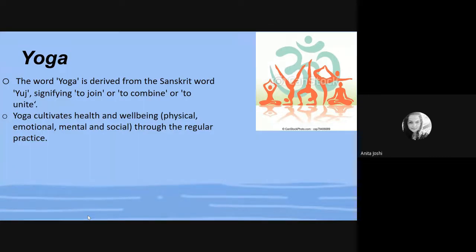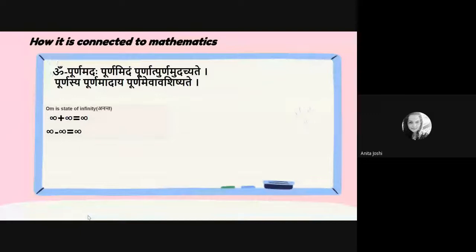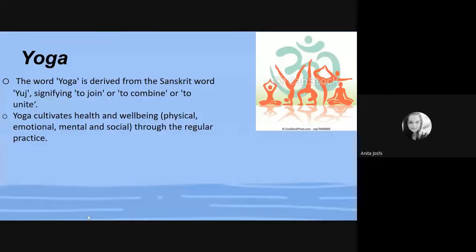Another thing is that yoga cultivates health and well-being of all people. When we talk about education, it is a very good practice for our students as well as for the teacher, as it helps our physical, emotional, mental, and social health through regular practice. I really hope that we all practice yoga in our daily life, as I have been practicing it, and it gives a lot of benefits to us.